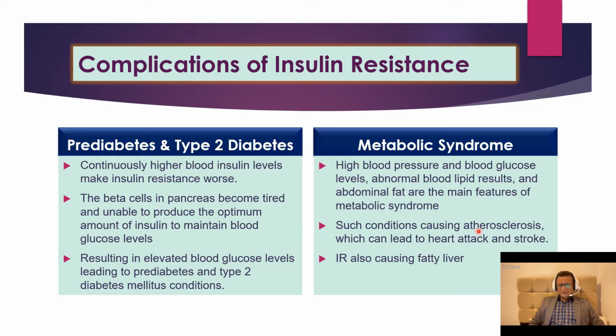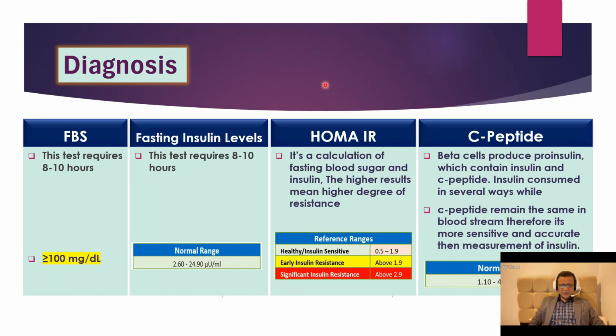When these free fatty acids are present in the blood in higher amounts, the liver is taking them up inside the cells, which is causing fatty liver. How can we diagnose insulin resistance?